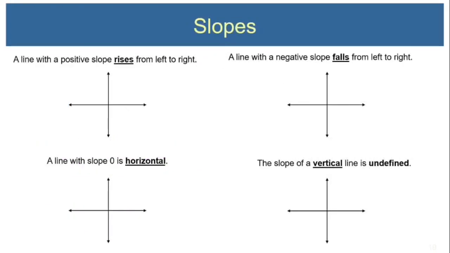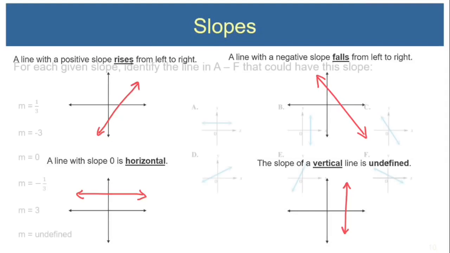So let's kind of summarize what we just saw in the previous example. A line with a positive slope rises from left to right, so it goes uphill from left to right. A line with a negative slope falls as you go from left to right. A line with a slope equal to 0 is going to be horizontal, and the slope of a vertical line is undefined because it has no run.